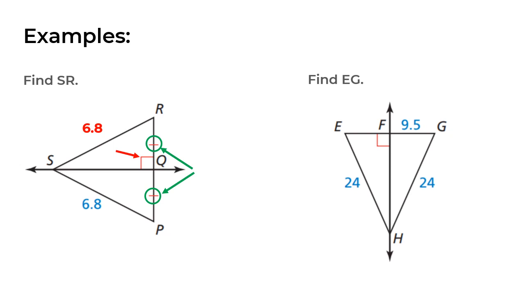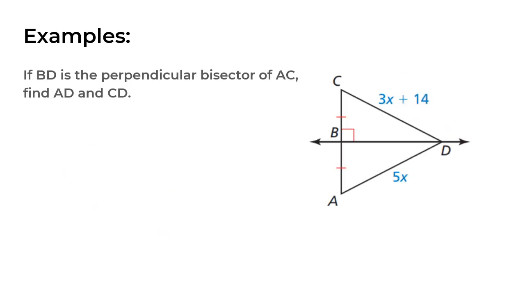And so then the E to F distance will be the same as it is on the other side from F to G. So if F to G is 9.5, E to F is 9.5. And then to find EG, remember we just add those two pieces together, and that would give us a total distance of 19.